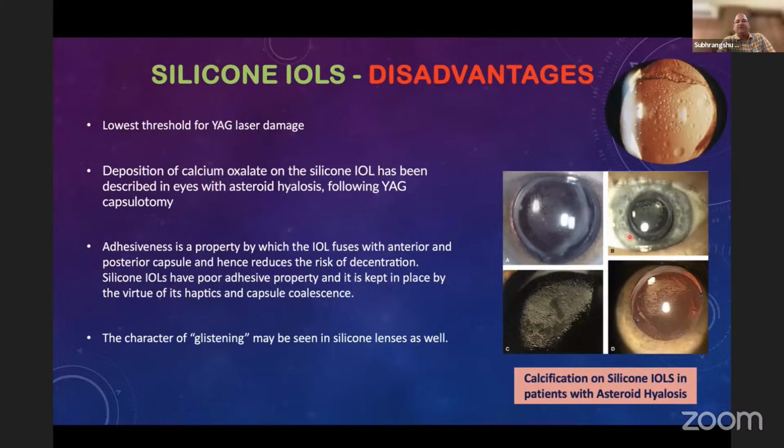There might be deposition of calcium oxalate on the silicone IOLs in eyes with asteroid hyalosis following YAG capsulotomy. And adhesiveness is a property by which the IOL fuses with the anterior and the posterior capsule and hence reduces the risk of decentration. Silicone IOLs have poor adhesive property and are kept in place by virtue of haptic and capsule coalescence.